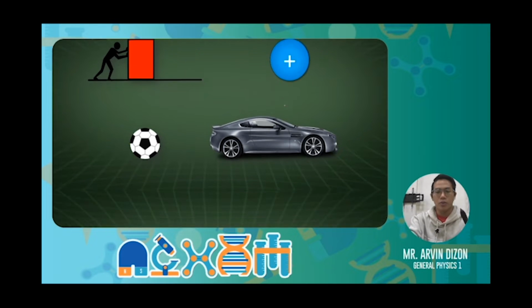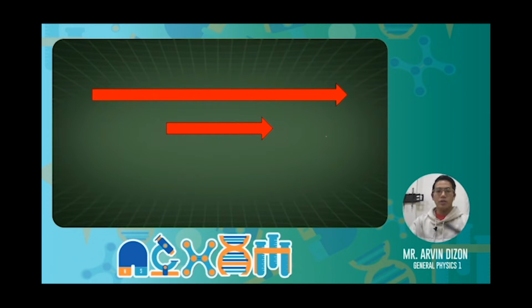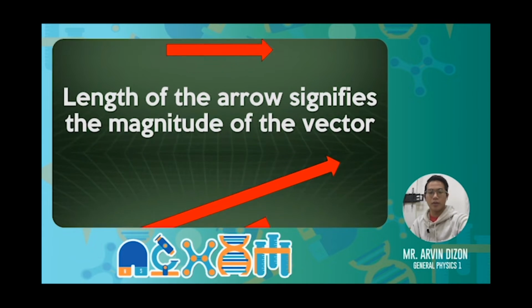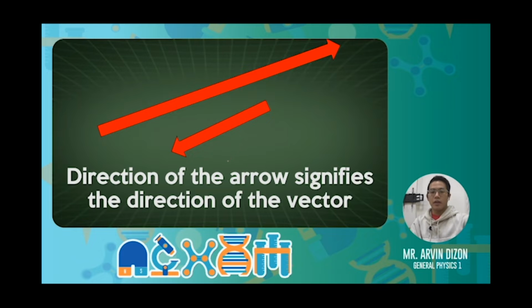Now, how do we write arrows? There are 2 concepts that would be combined with one principle. First, the length of the arrow signifies the magnitude of the vector. For example, here we have a longer arrow. We have here a short arrow. Meaning, in relation to each other, this should be 10 Newton. And this should be about, let's say, 5 Newton. Again, the length of the arrow signifies the magnitude of the vector. Next, the direction of the arrow signifies the direction of the vector.